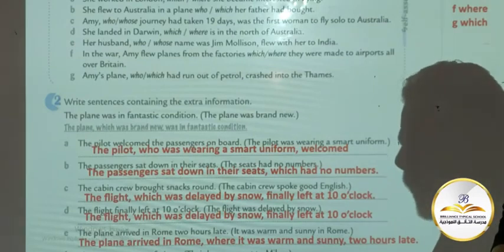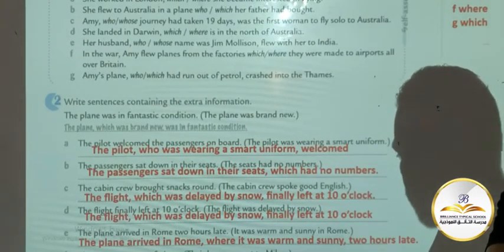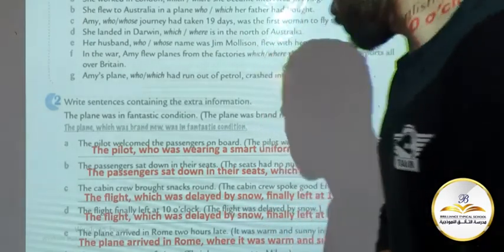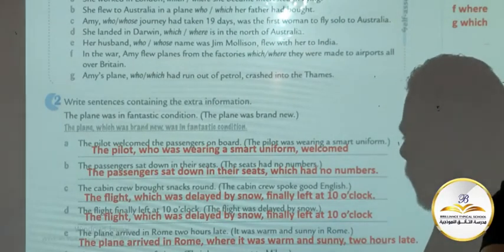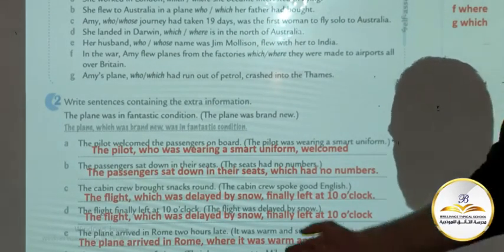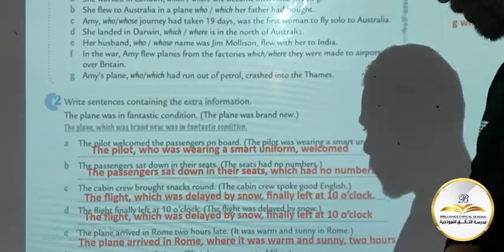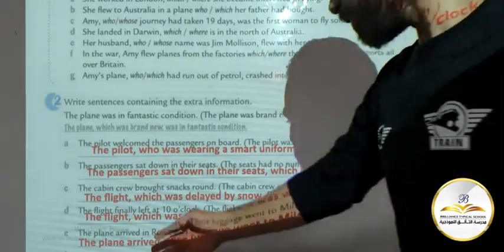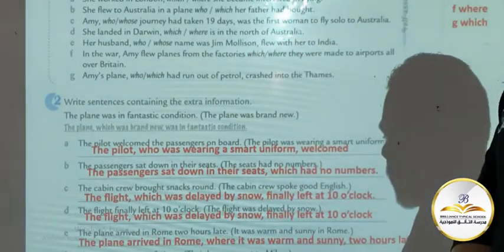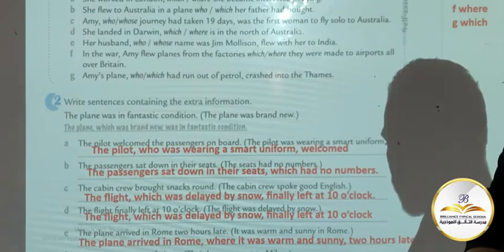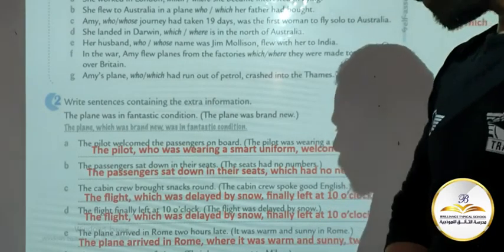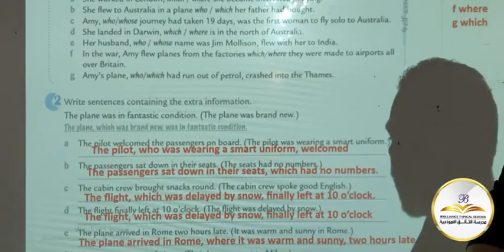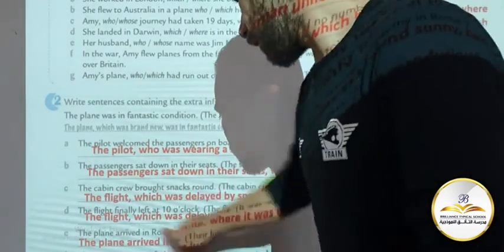What I'm going to say, the flight which was delayed by snow, no, this one is incorrect. I'm going to say the cabin crew, which spoke very good English, brought snacks round. The flight finally left at 10 o'clock. The flight was delayed by snow. I'm going to say the flight, which was delayed by snow, finally left at 10 o'clock. And don't forget to use the commas before and after it.